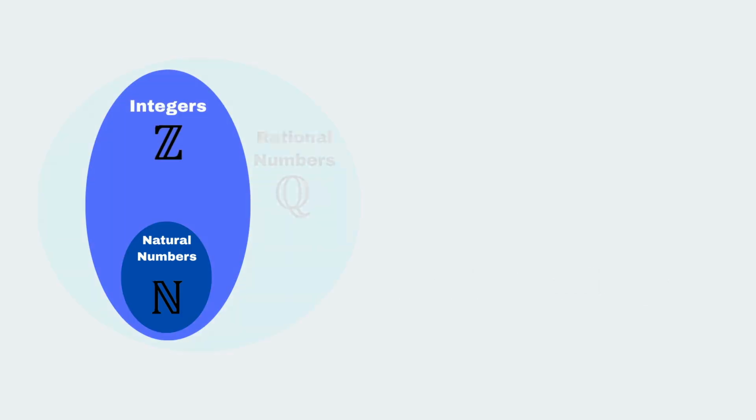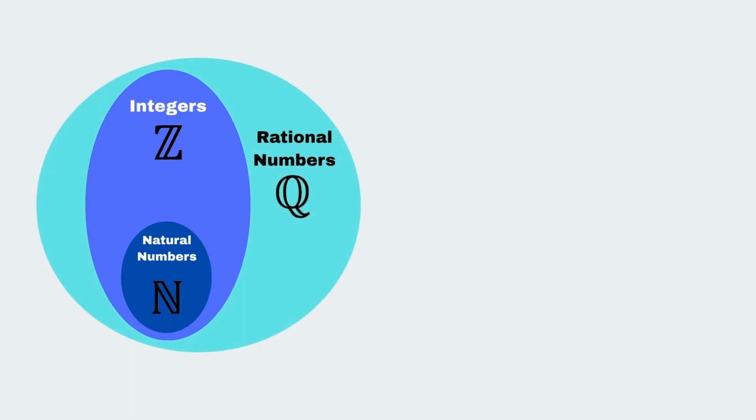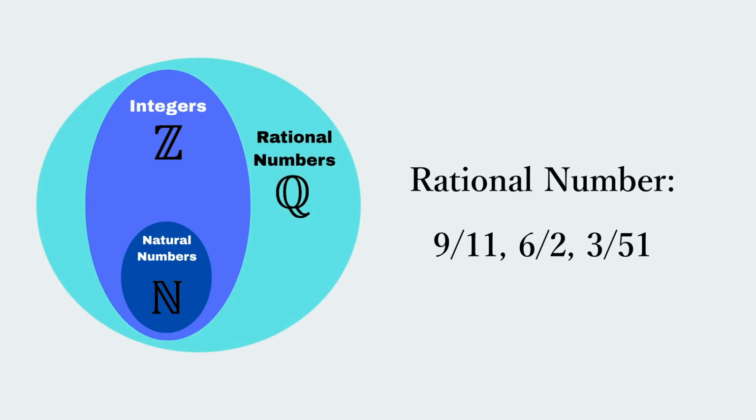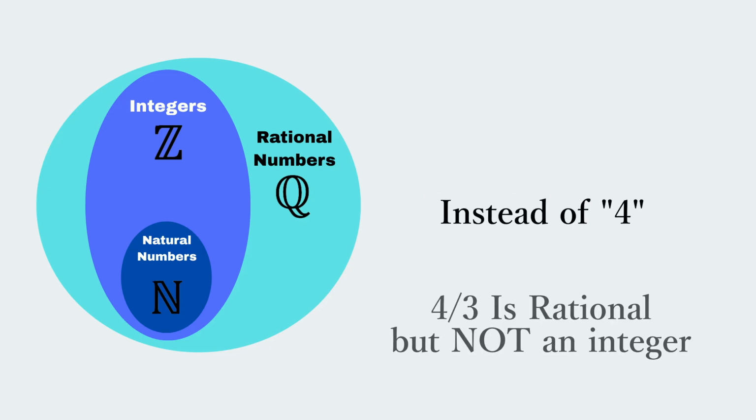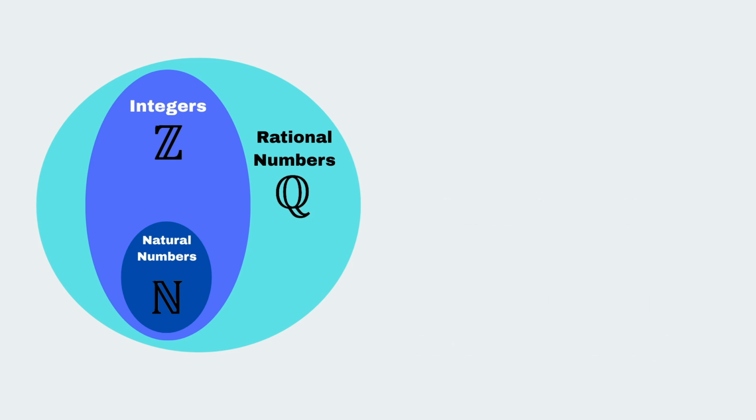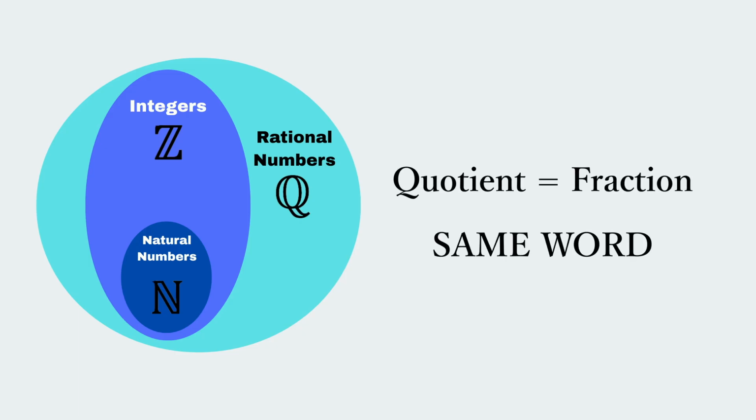Above integers, we have rational numbers. Rational, they can be expressed as a ratio of an integer, like instead of 4, I can have a third of that, so 4 over 3. This is not an integer, but it is a rational number. It can be expressed in some number form of a fraction or some decimal. They have the letter Q, which stands for quotient, which is just another word for fraction, and use them interchangeably.